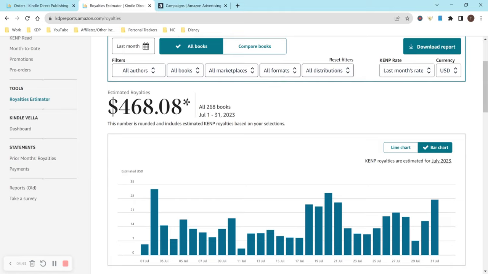And then my lowest was the day where I only had that one that sold. So that was July 11th, and I think it's around $2, $3, or $4 or something like that.